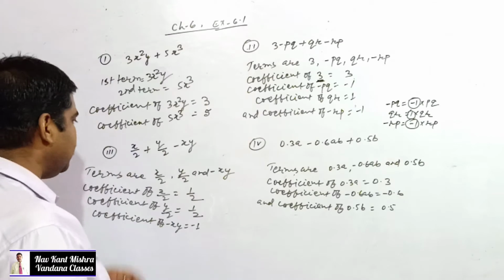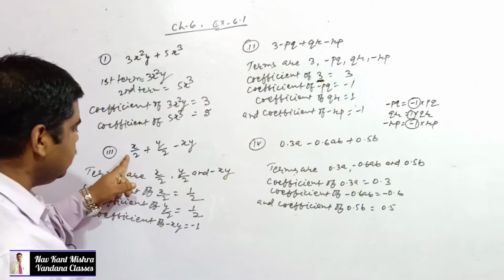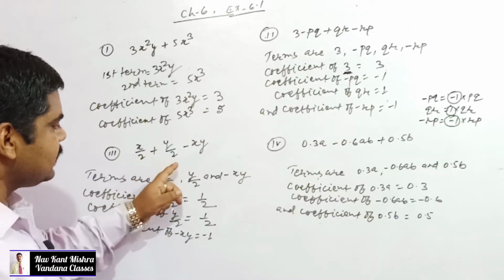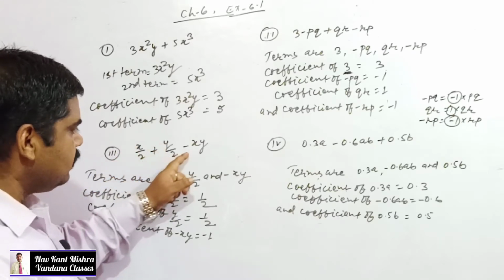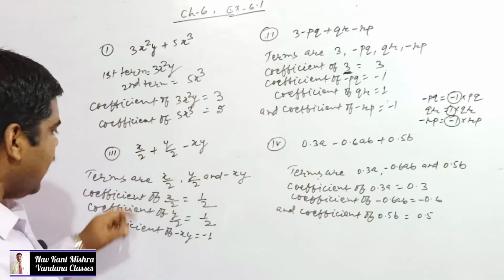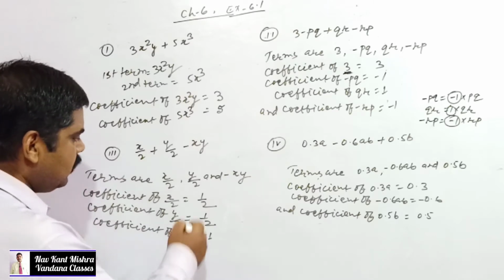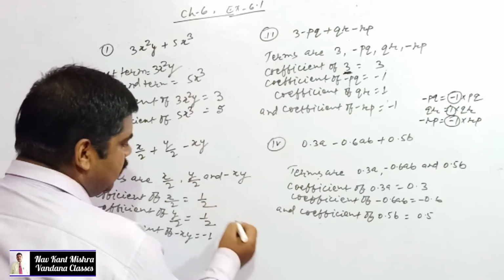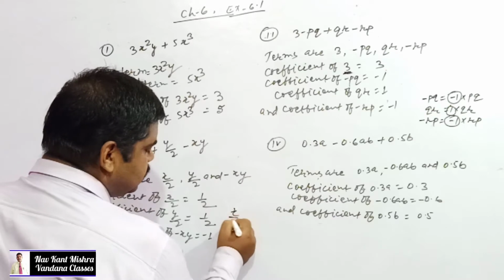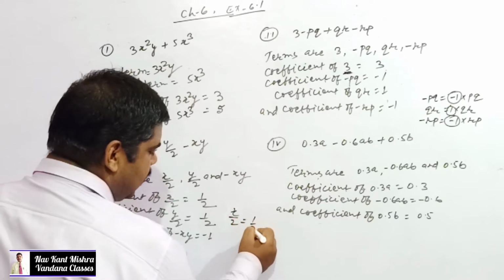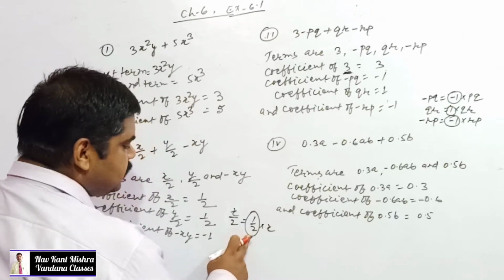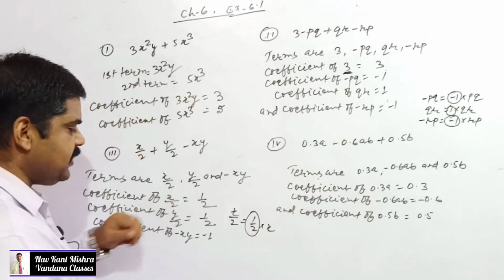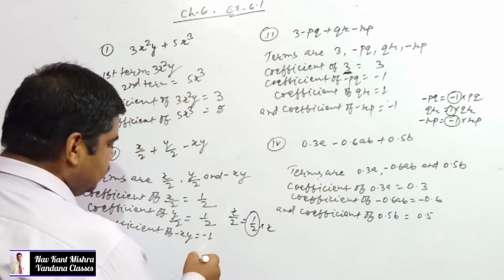Similarly, you can explain question number 3. In this question, there are 3 terms: x upon 2, y upon 2, minus xy. And regarding the coefficient, you know very well that x upon 2 can be written as 1 upon 2 into x, and this is why 1 upon 2 is considered the coefficient of x upon 2.